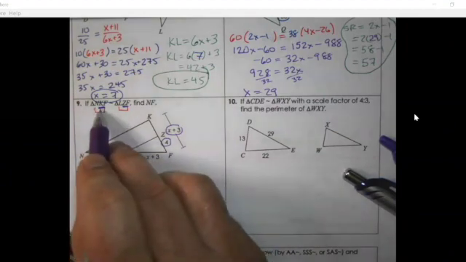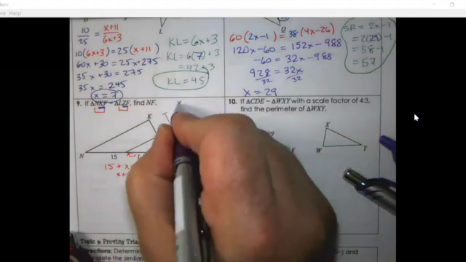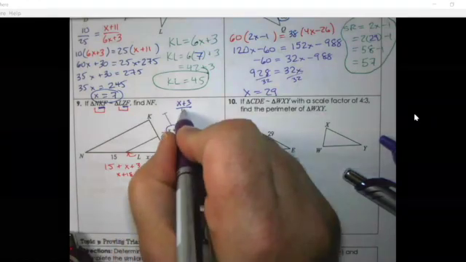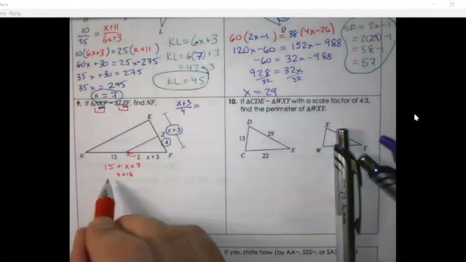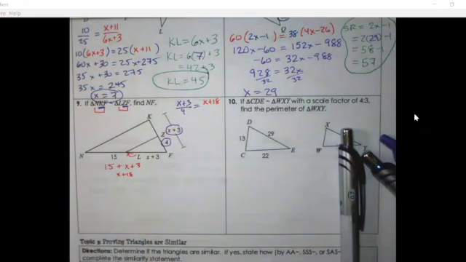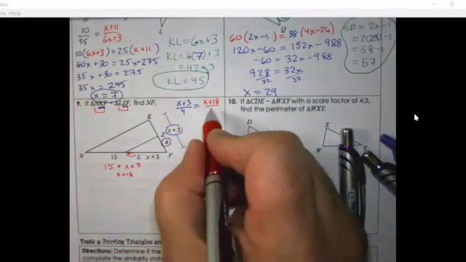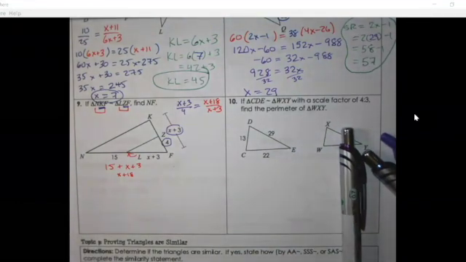KF, which is x plus 3, over ZF, which is 4, should equal NF, x plus 18, over LF, which is x plus 3. Ooh, we're going to get a quadratic here.